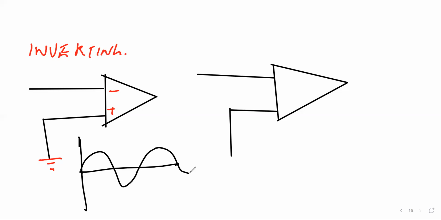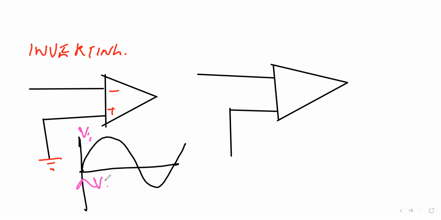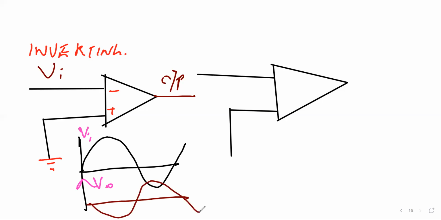I'm just drawing the graph like this, or let me make it easier. What is this? Input voltage, VI. Now I need the output voltage, V naught. If I'm using the op-amp, I have to give an input and this is my output. This is my VI. For the output voltage, it will be like this. In the sense, it's inverting. It is reversing the signs.